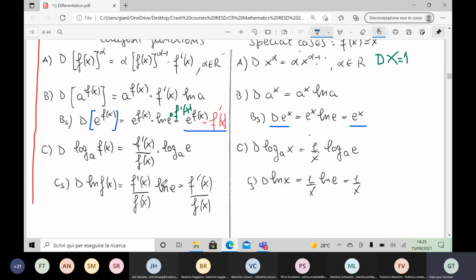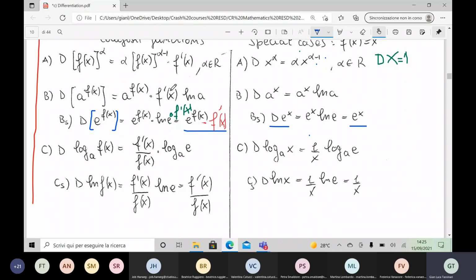But ln of e is equal to 1. So you see, this rule follows immediately from this one. So these rules are not new rules. They follow immediately from this one. To get this one, we applied the one above. To get this one, we just applied this one.